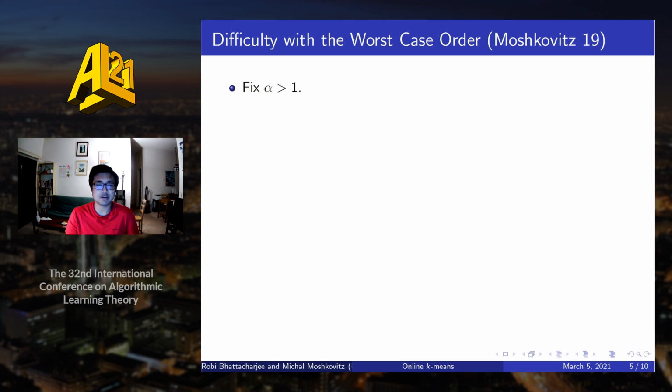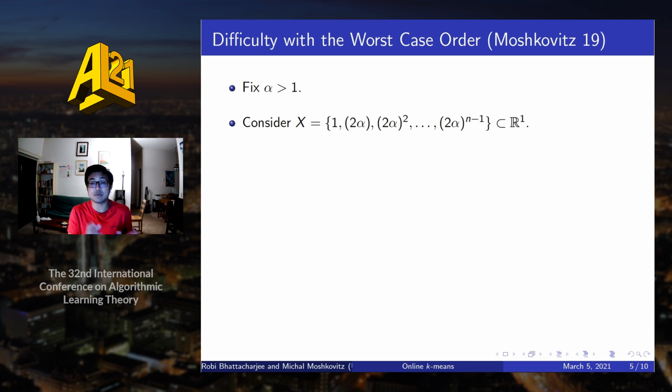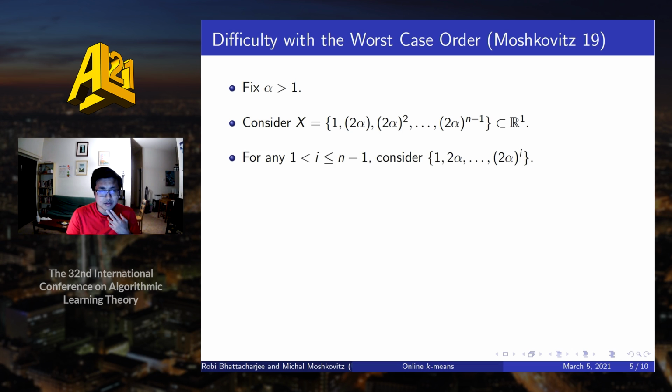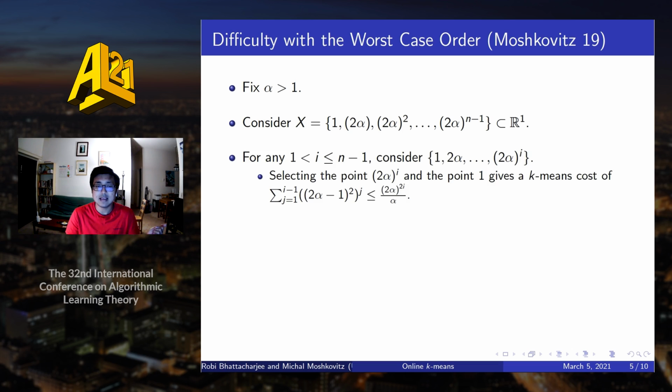Fix any constant alpha larger than 1 and consider this data set, which is the set of 1, 2 alpha, 2 alpha squared, all the way up to 2 alpha to the n minus 1. And it's a subset of the real line, meaning, of course, we can embed this set in any Euclidean space. At any time point i, consider the first i plus 1 points in this data set. We want to observe that when we're dealing with k greater than or equal to 2 clustering, we can find a 2 clustering, meaning select 2 centers from the set of points, where the total cost is at most 2 alpha to the 2i over alpha. All we have to do is select the point 1, as well as the point 2 alpha to the i.